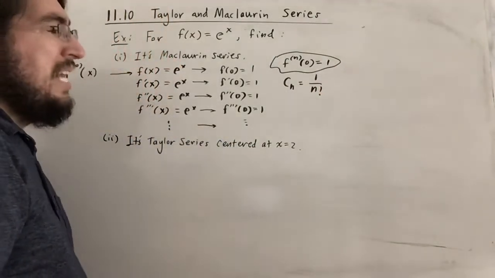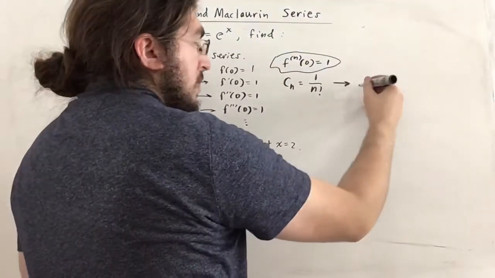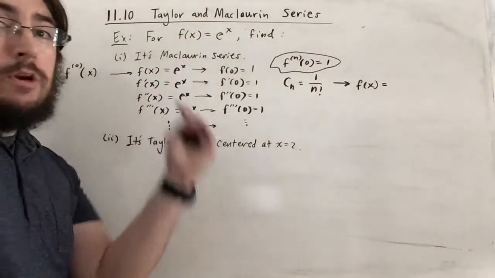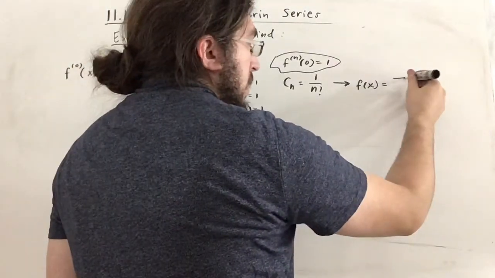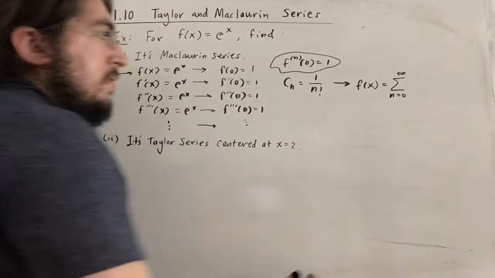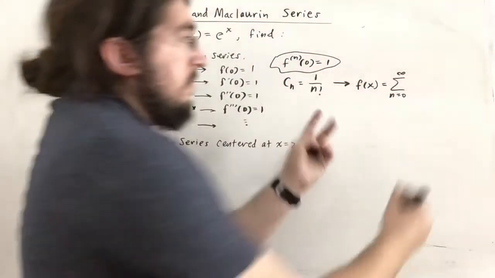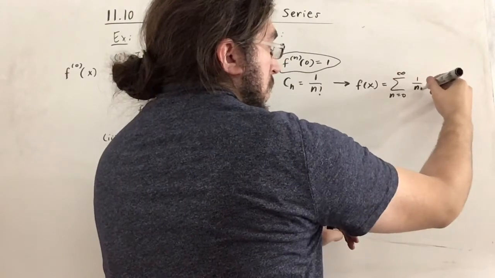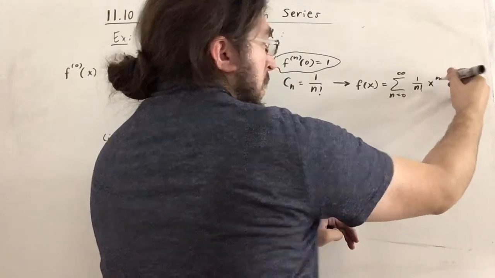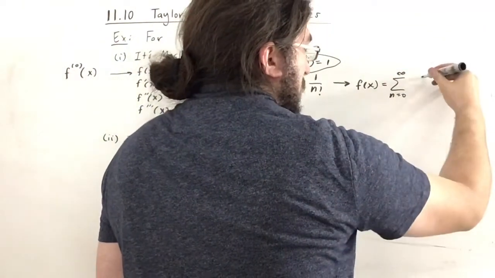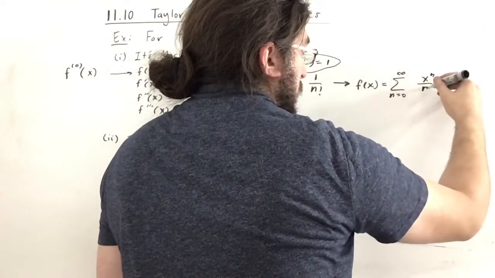Perfect. And now, that means that our function's power series representation, which is just the Maclaurin series representation, is the sum from n equals 0 to infinity of c sub n, which is 1 over n factorial, times x to the n. And if you like, I'll actually write it a little better. I'll write it as this, x to the n over n factorial.